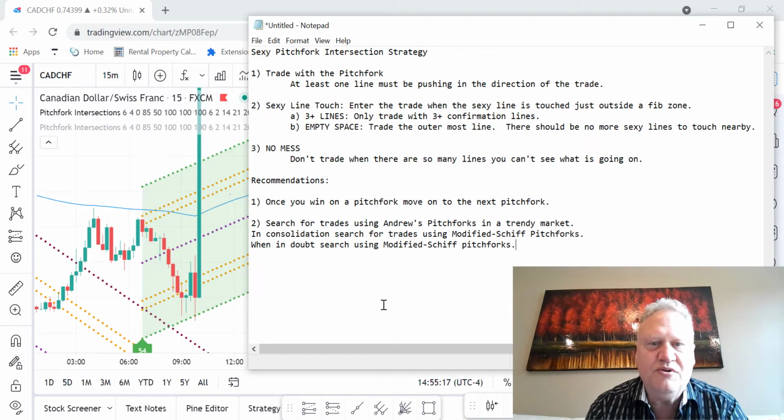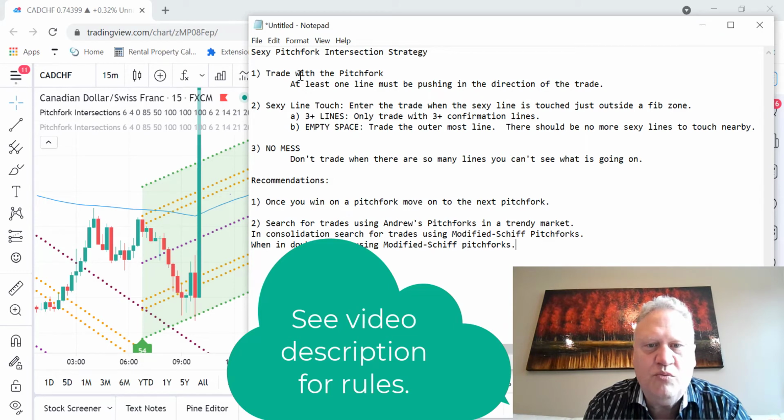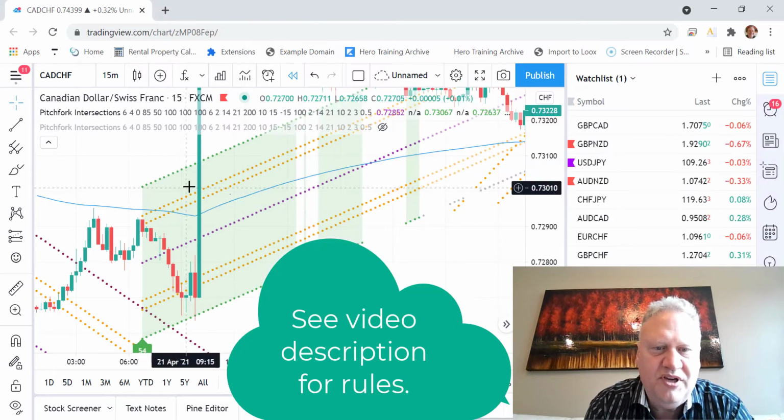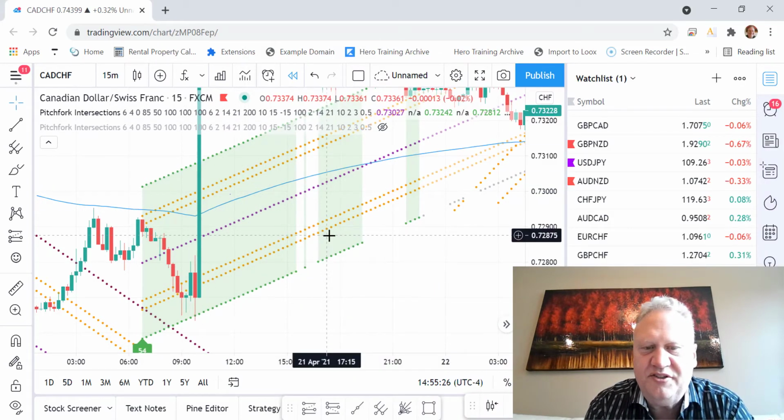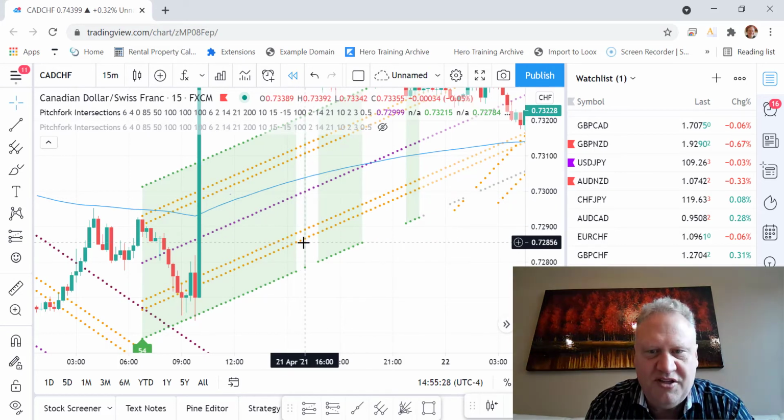Okay, so here's the rules. So number one, trade with the pitchfork. If you have a green up facing pitchfork, I do not want you taking short trades.